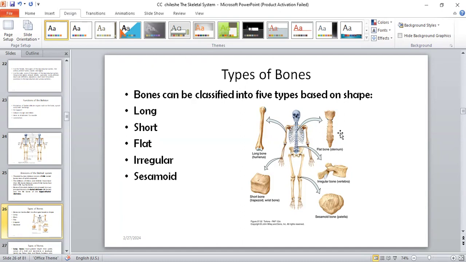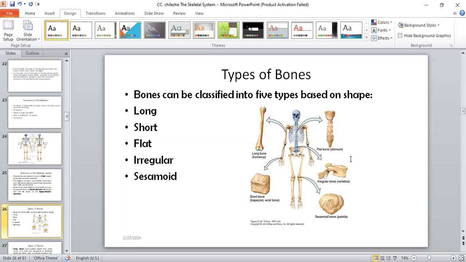The third type are irregular bones. Irregular bones are those bones that do not have a particular shape. They kind of even look distorted. So we have an example of an irregular bone being a vertebral bone. A vertebral bone is an example of an irregular bone.